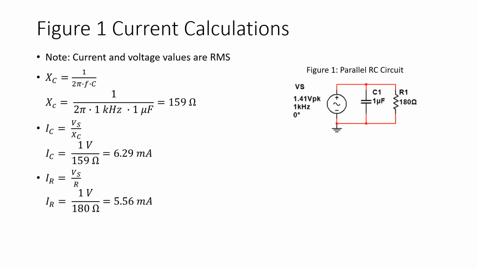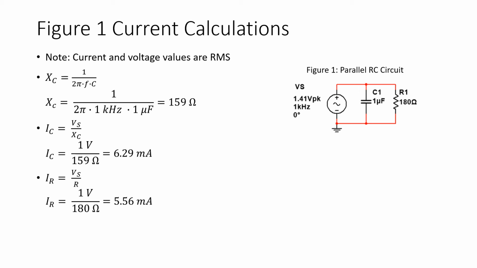Now let's analyze the circuit of Figure 1. So the first step in the analysis of the circuit is to find the value for capacitive reactance. X sub C equals 1 over 2 pi FC. So for the circuit of Figure 1, X sub C equals 159 ohms. Then we're going to calculate the branch currents IC and IR.